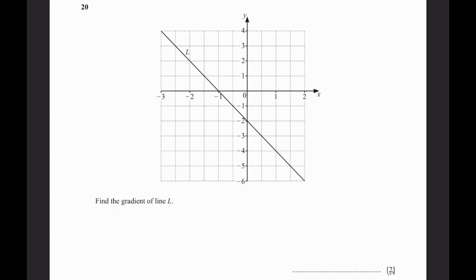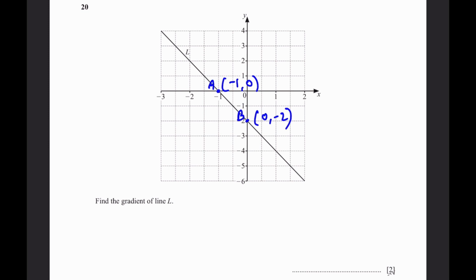Find the gradient of line L over here. So first, let's find two random points on this line. Let's take these 2 points here, and let's label them as A and B. So point A is actually (-1, 0), and point B is (0, -2).